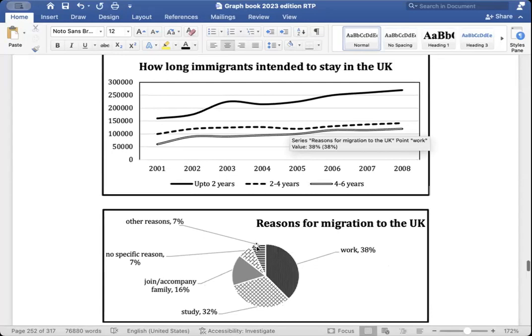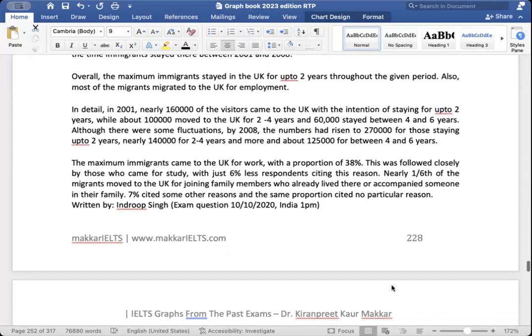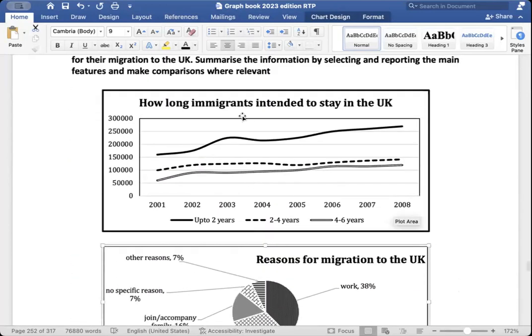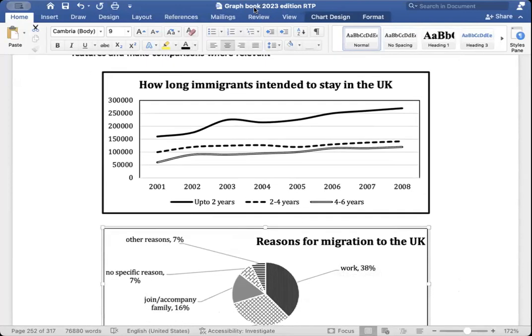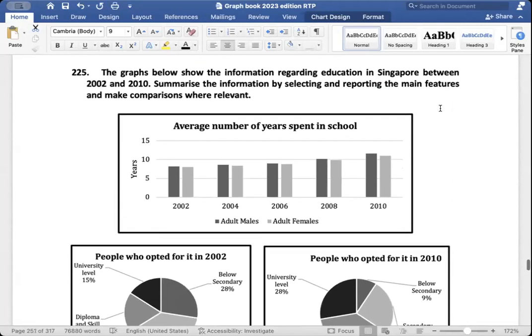So these 7% gave some reason or the other. They had some reason, for example for their cancer treatment, but you don't need to mention that. They gave a reason, and 7% said no reason, just like that. Okay, this is how you explain. You can write one para for this and one for this. That is the easiest way to explain a combination graph. If there is a similarity, you can mention that. Okay, that is it.